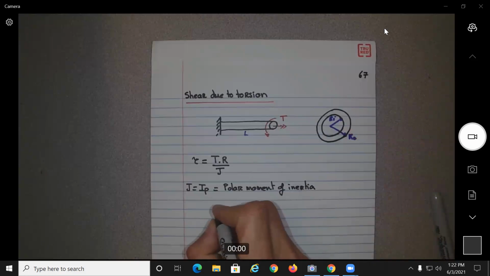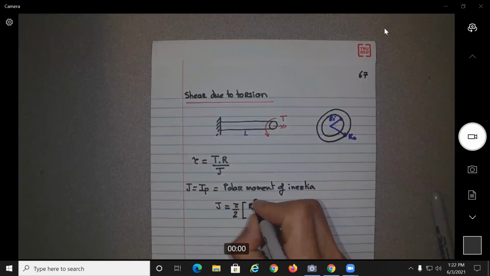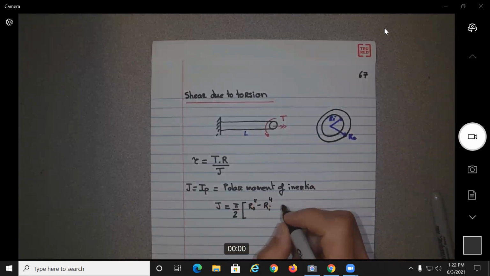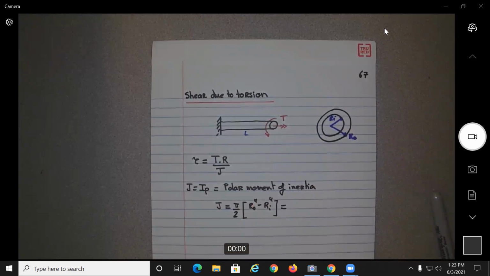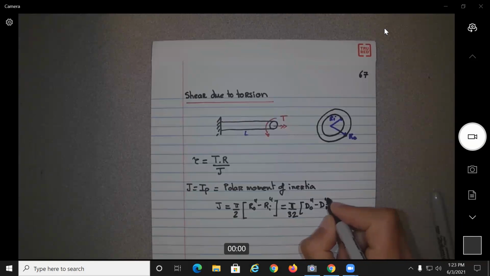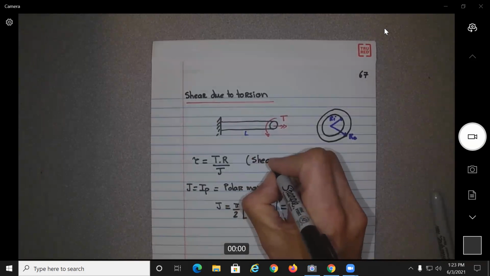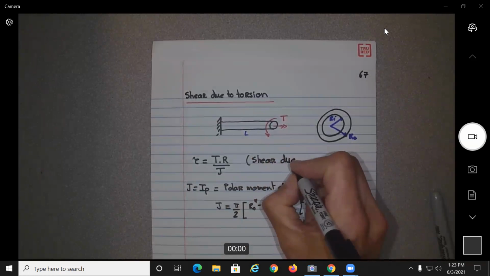All right, and the general expression for J for a tube is pi over 2 times R outside to the fourth minus R inside to the fourth. Or if we rewrite the same expression as a function of the diameter, pi over 32 times outside diameter to the fourth minus inside diameter to the power 4. So this is the shear due to T.